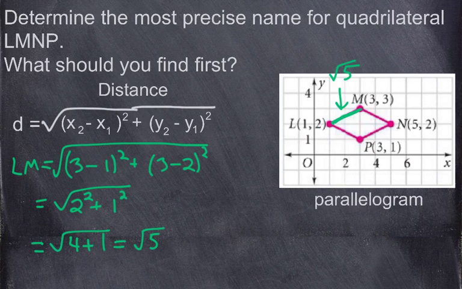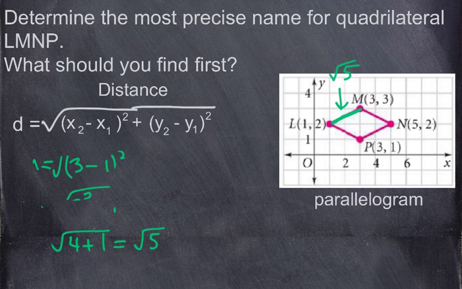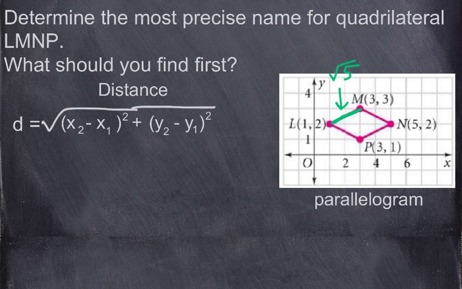Alright, now let's find the next one. I know it's kind of a long problem, but all of it is doable. Just take it one step at a time. Okay, so again, we found slope first of all of them. Now we're going to find the distance of each. So let's go, we'll do this one in blue.